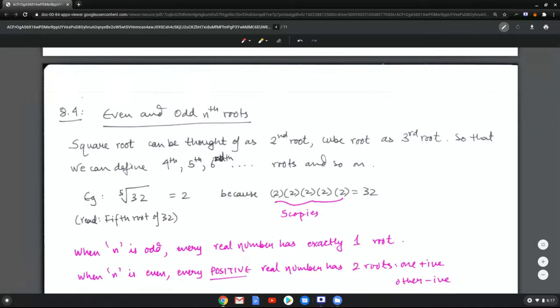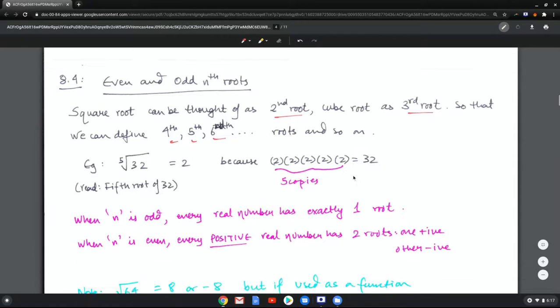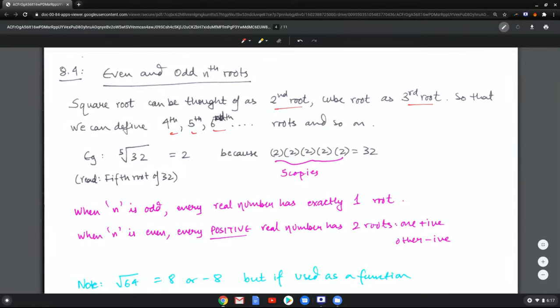Even and odd nth roots. A square root can be thought of as the second root, cube root as the third root, and we define the fourth, fifth, sixth root, and so on. What the third root means is a number you multiply 3 times to get that number, right? Similarly, for square root, it's a number you multiply 2 times. For example, the fifth root of 32 is 2, because 2 times 2 times 2 times 2 times 2 gives me 32. So 5 copies of 2 give me 32, and that's why the fifth root of 32 is 2.